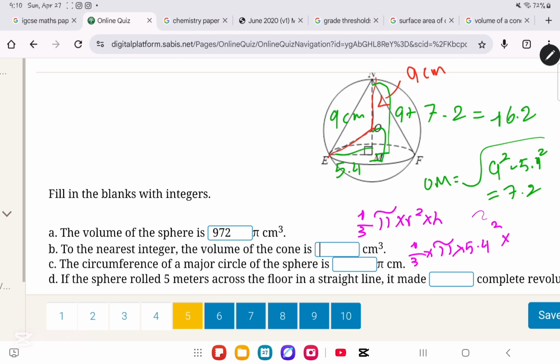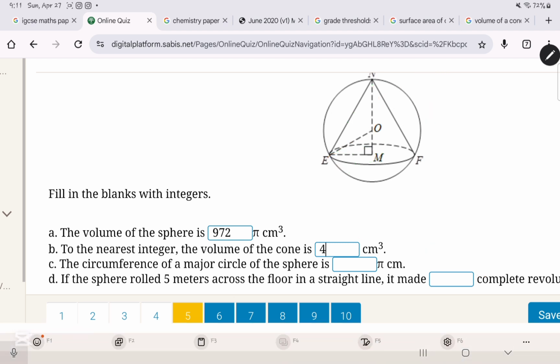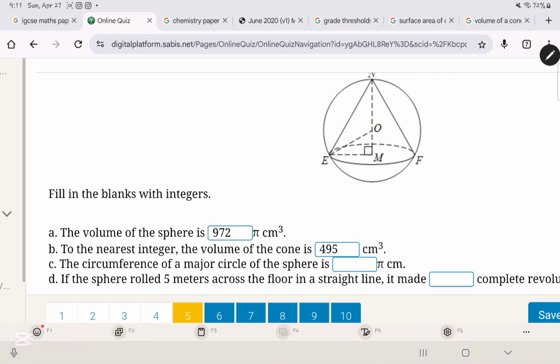So very simply, it's going to be 1/3 times pi times 5.4 squared times 16.2. You will put it on your calculator, you will round it, you will get an answer of 495 centimeter cubed. So the answer here is 495 centimeter cubed.